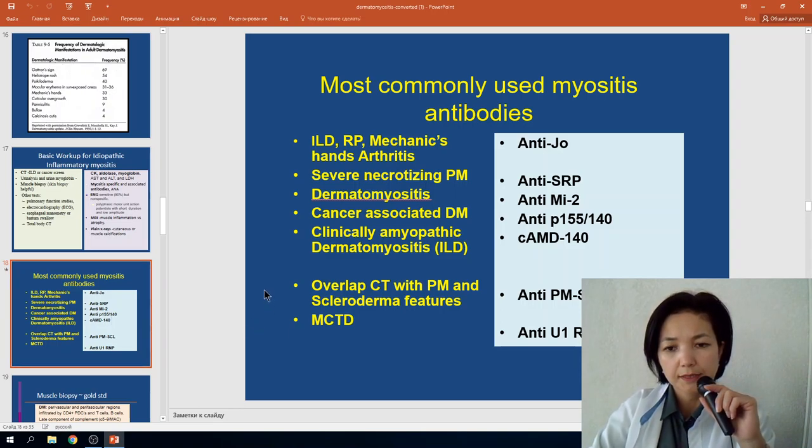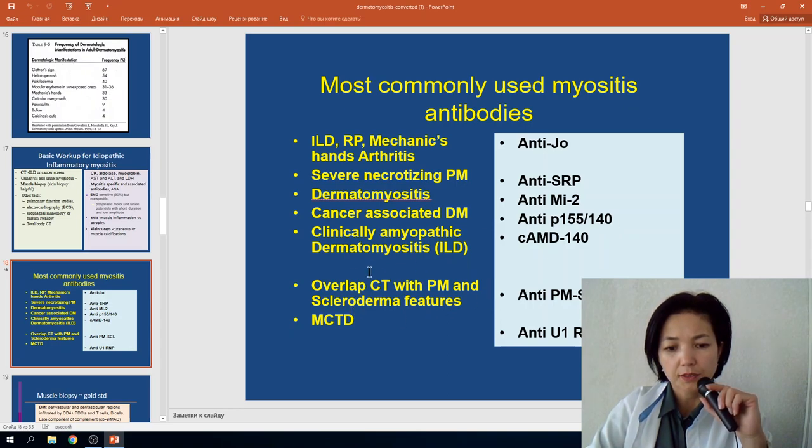The most commonly used myositis antibodies are represented here: anti-Jo-1, anti-SRP, anti-Mi-2, anti-PM-Scl, anti-U1RNP, and so on. And you see here particularities of the clinical picture. For example, if your patient has interstitial lung disorder or Raynaud phenomenon or mechanic's hand, arthritis, mostly in such a patient you can find anti-Jo-1. In severe necrotizing polymyositis and dermatomyositis, you can see anti-SRP or anti-Mi-2. Cancer-associated dermatomyositis also has specific antibodies.